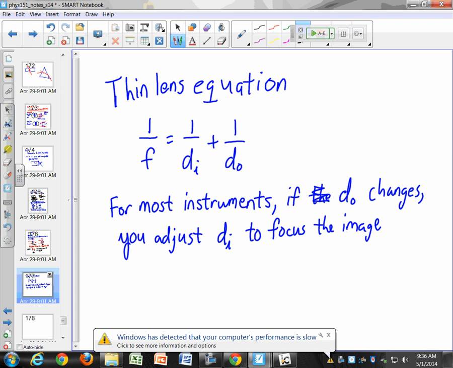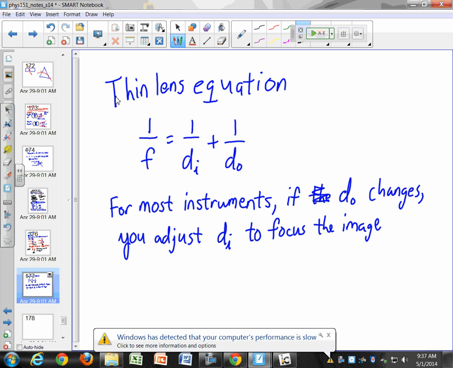All right. So, for example, with a camera, if you look at something far away, then you have your camera set up in a particular way. But if you focus on something that's close up, then the lens will actually adjust to either move further away from the film or the CCD, or closer to the film. So for most instruments, if the object distance changes, you adjust the image distance to focus the image. Similarly, with a microscope, you can move the platform up and down or change the eyepiece. Likewise, in a telescope, you can do that as well, though with a telescope, your DO is always infinite because you're looking at very far objects.